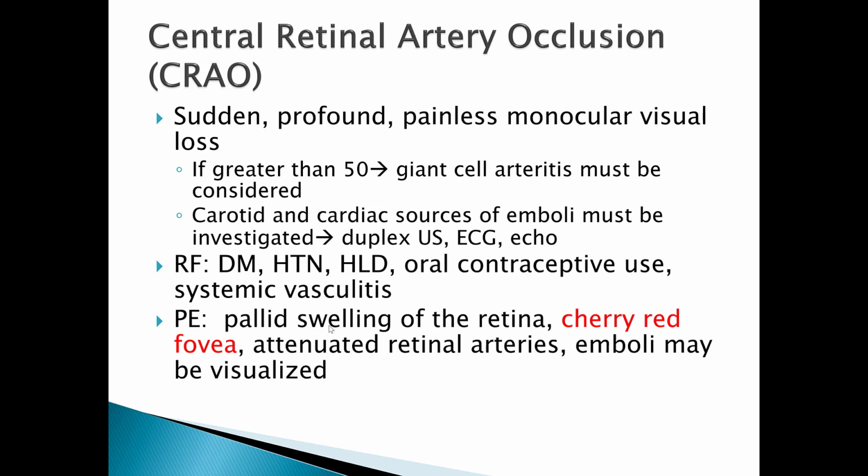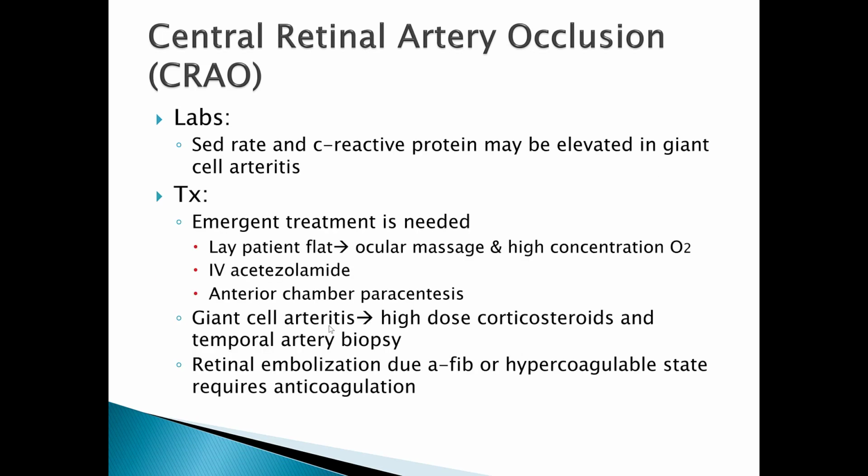So risk factors include diabetes mellitus, hypertension, hyperlipidemia, oral contraceptive use, and systemic vasculitis. So on physical exam, they're going to have a pallid swelling of the retina. They're going to have a cherry red fovea. They're going to have attenuated retinal arteries, and emboli may be visualized. You may actually see the emboli caught in the artery. So labs, again, if you think it's giant cell arteritis, you may want to do a sed rate or C-reactive protein.